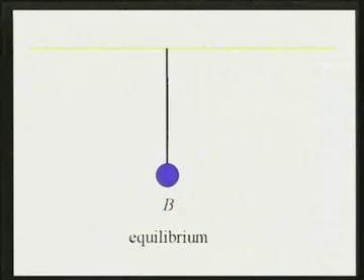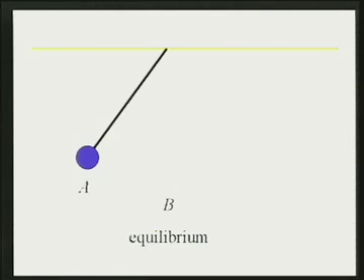This point B is called the equilibrium or at rest position because this is what the pendulum would stop at if no outside force is put on the pendulum. Suppose we pull the pendulum back to point A and then release it. Assuming no friction, we're going to be able to describe the height of the pendulum as a function of time.